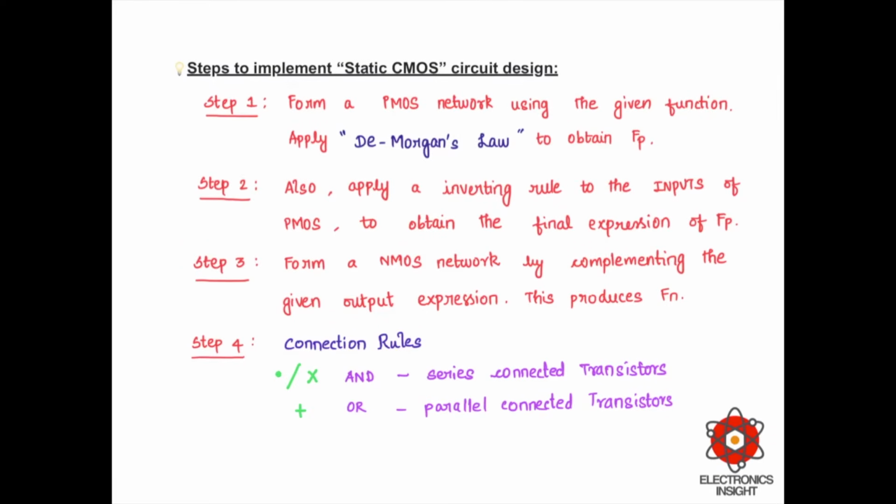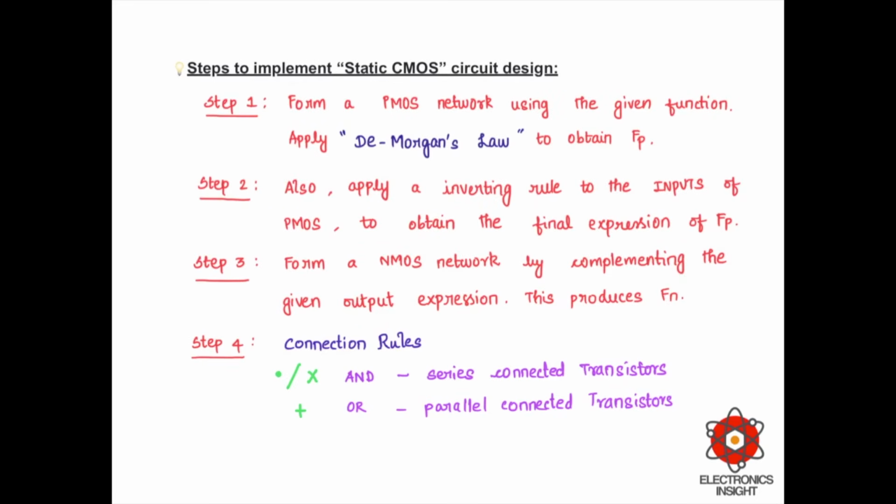Step number 3 is to form an NMOS network by complementing the given output expression itself. So we are going to just take the given expression capital F and take a complete complement. That will produce an expression for the NMOS network, which is denoted by Fn.